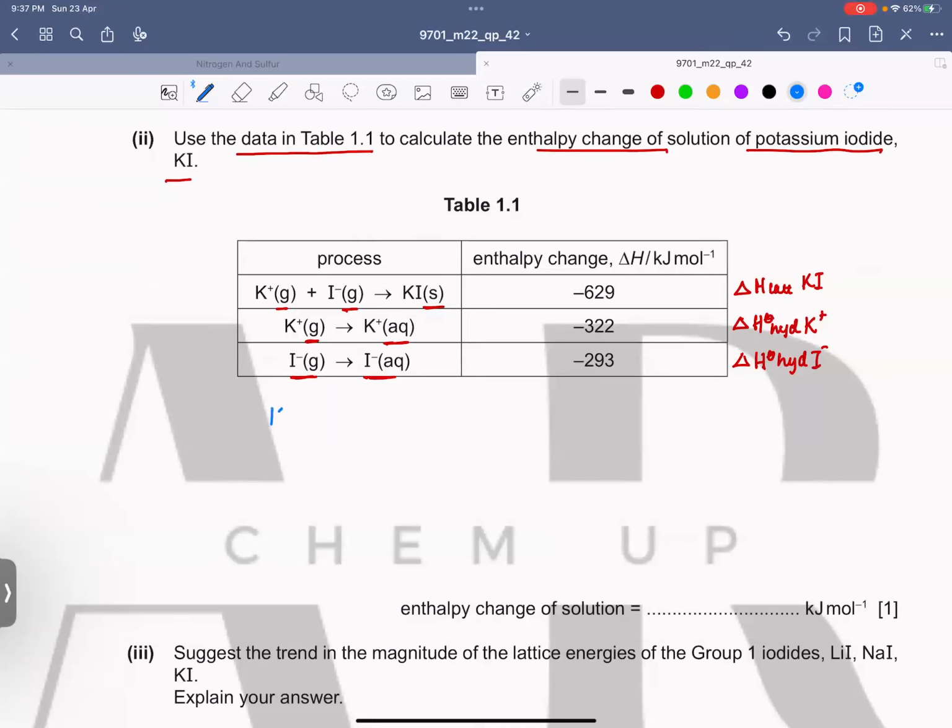See, I have an aqueous potassium ion and I have an aqueous iodide ion. Both are forming potassium iodide solid.